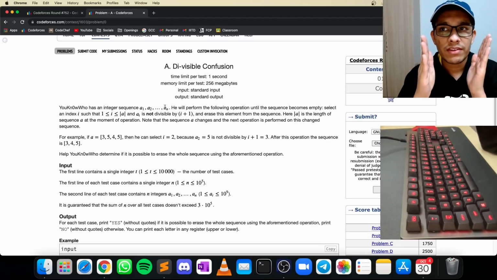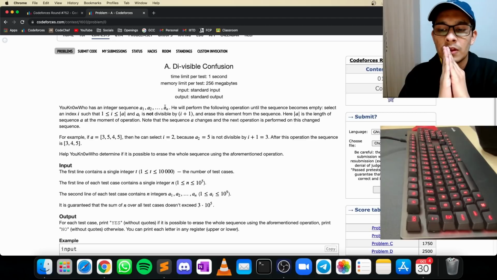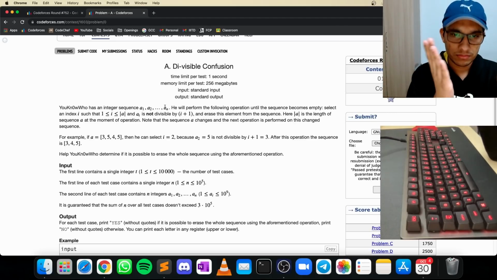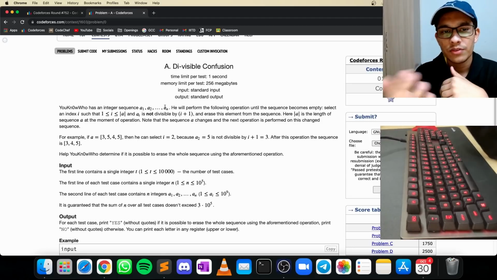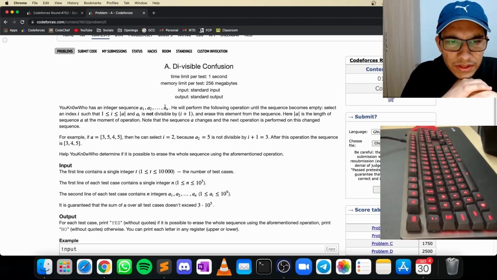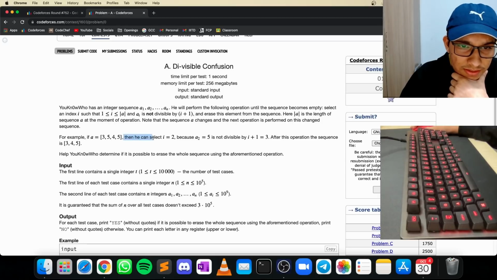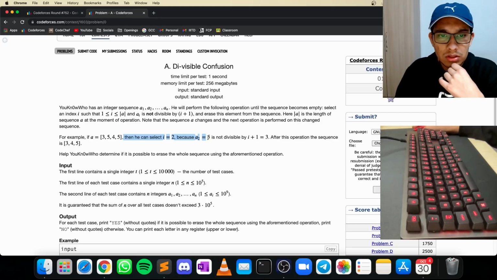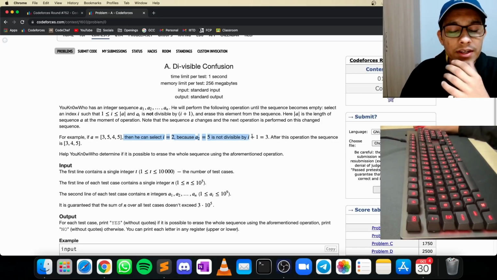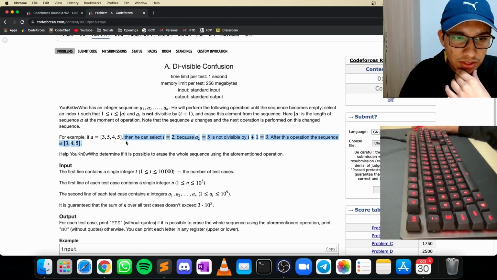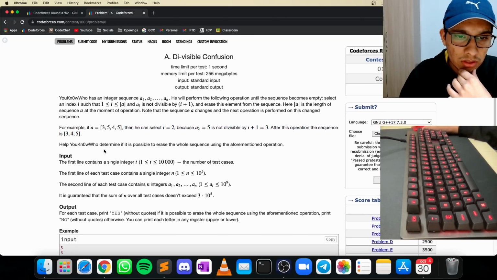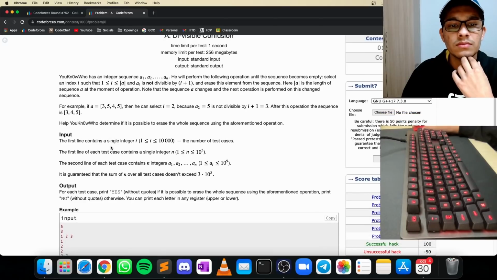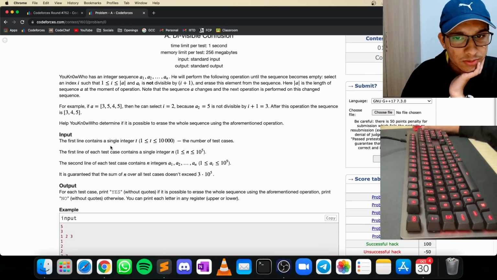So if we have 10 elements and only 9 are remaining, then I can only remove one element from the first 10. Note that the sequence a changes and the next operation is performed on this changed sequence. So he can select i equals 2 where a2 equals 5, which is not divisible by i plus 1. After this operation, the sequence becomes this. We need to determine if it is possible to erase the whole sequence.